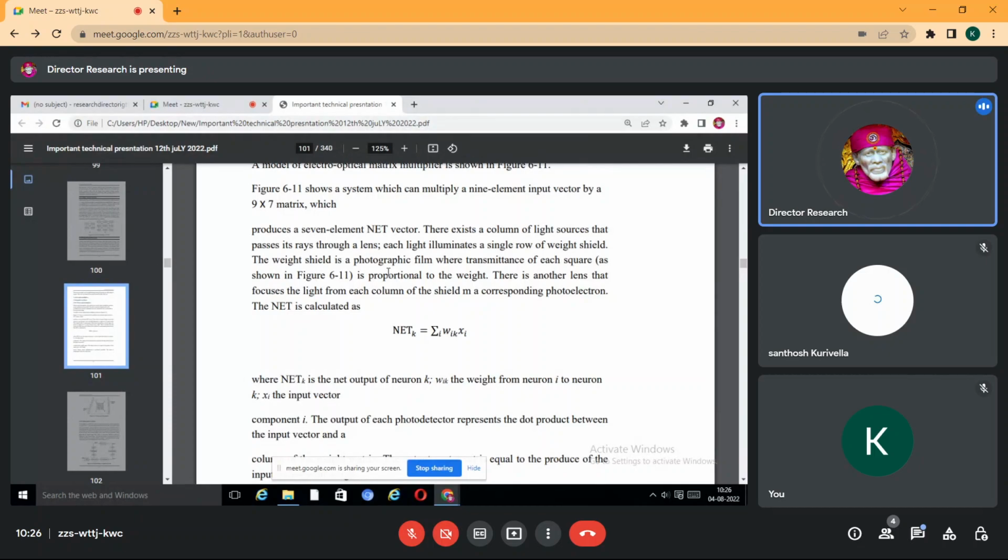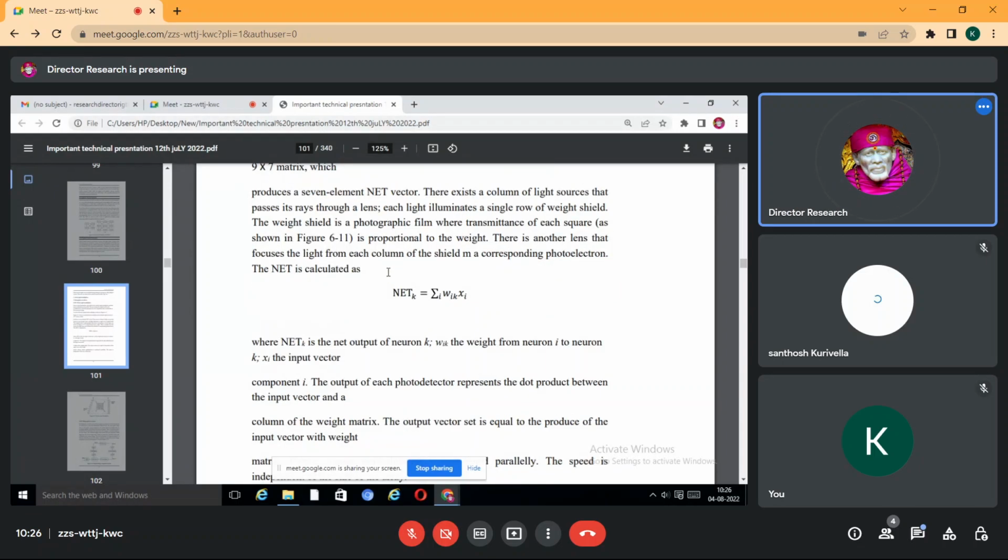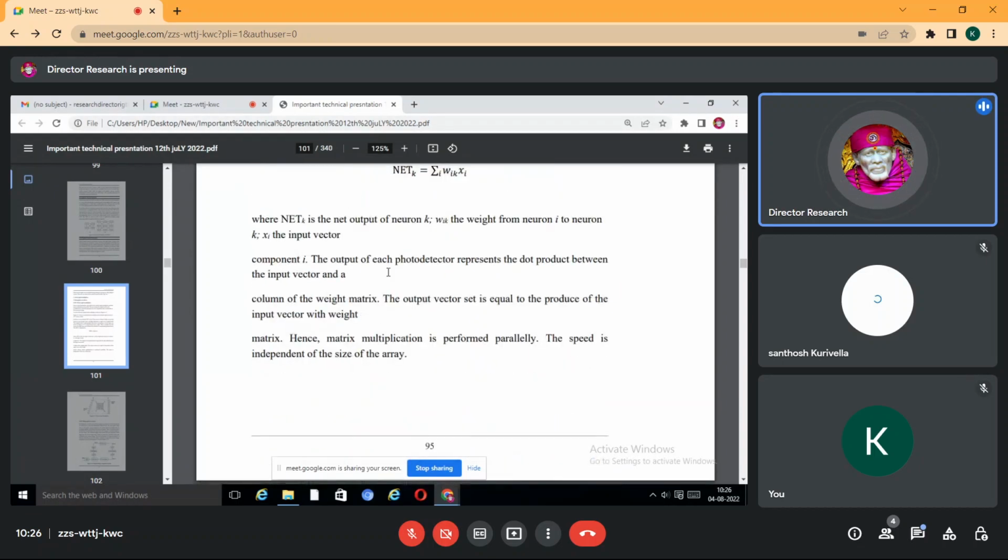Net k is the net output of neuron k, with weights from neuron i. The output of each photodetector represents the dot product between the input vector and A. As the matrix multiplication is performed in parallel, the speed is independent of the size of the array.